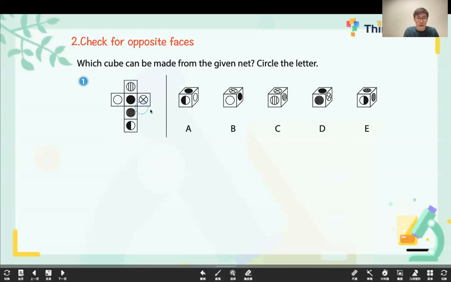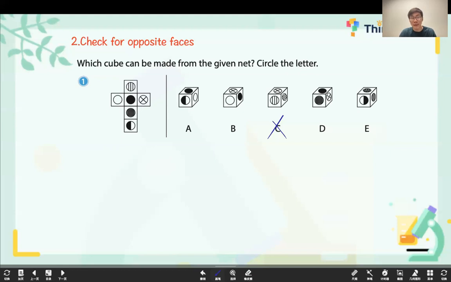For C, we have a cross, one circle with lines, and another circle with lines as well. Oh, it looks like the second face of a circle with lines in it doesn't exist. So that means from step one, we can already eliminate C. Very good. How about then we look at D?